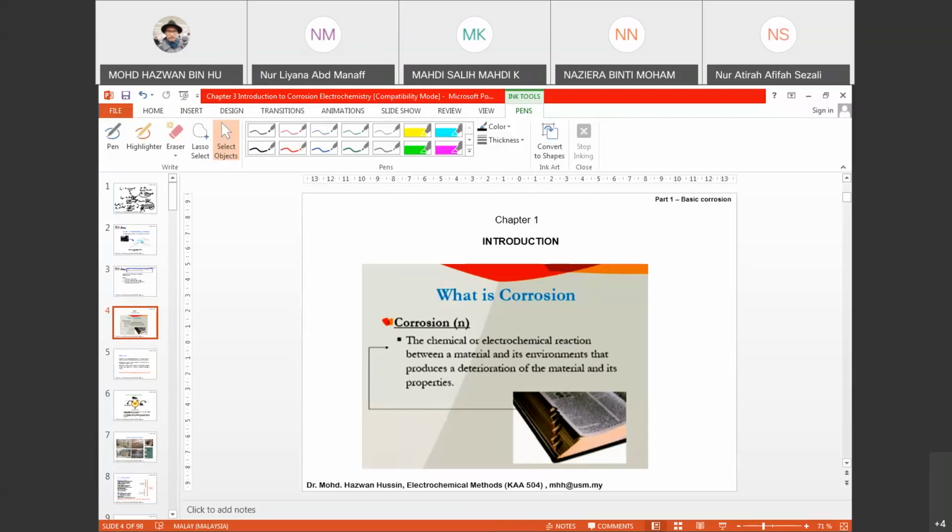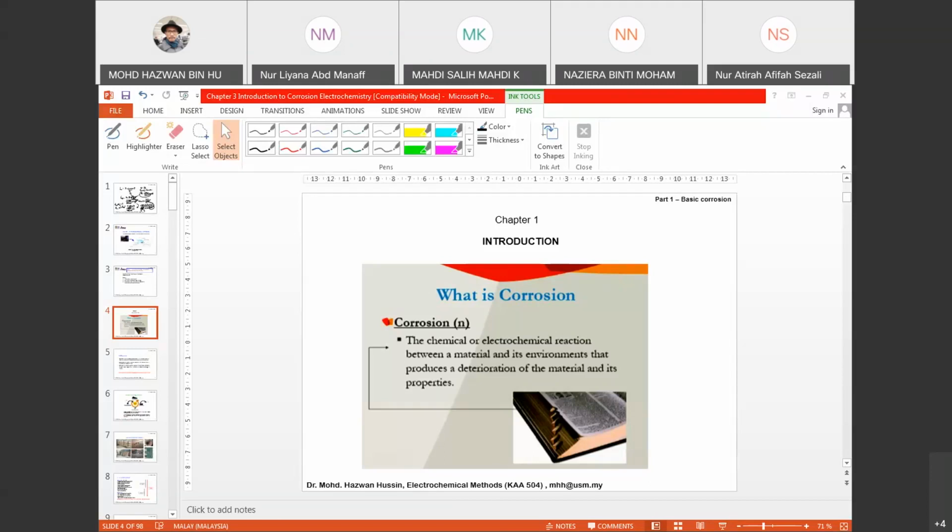Right. I forgot to tell you guys, is Atira a postgrad student or an undergraduate student? I'm a postgrad. Masters or PhD? Masters. Okay, Atira is actually a master student from University Malaysia Perlis. So she joined us to learn about corrosion. Welcome, Atira. I think we have a few people taking masters in chemical instrumentation, taking this subject as part of their core subjects.